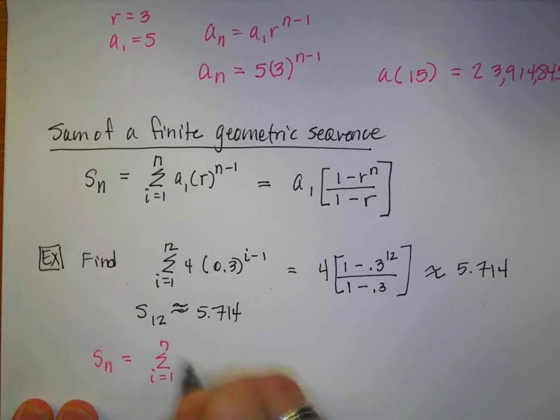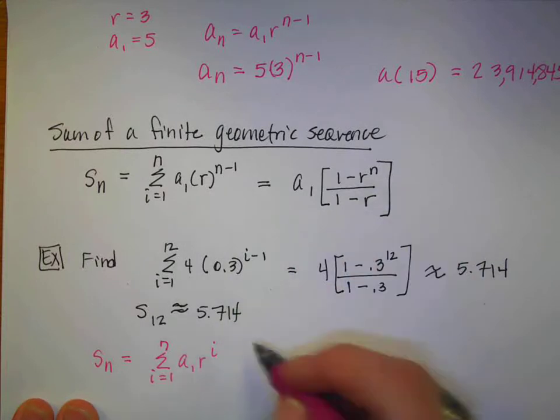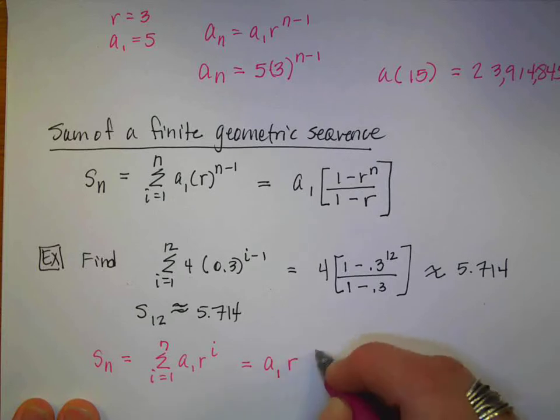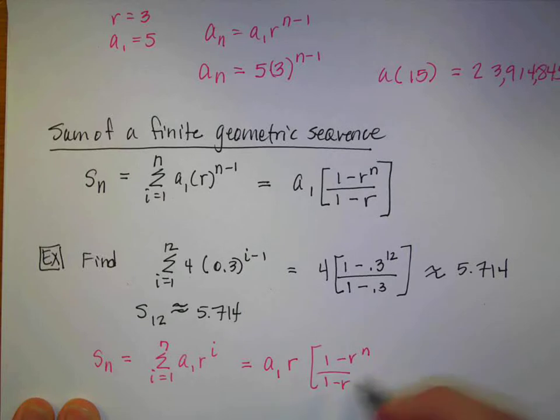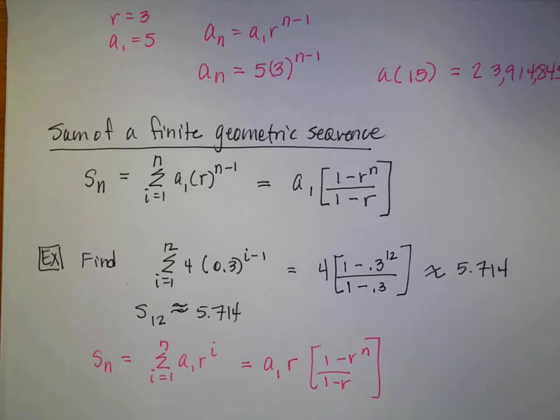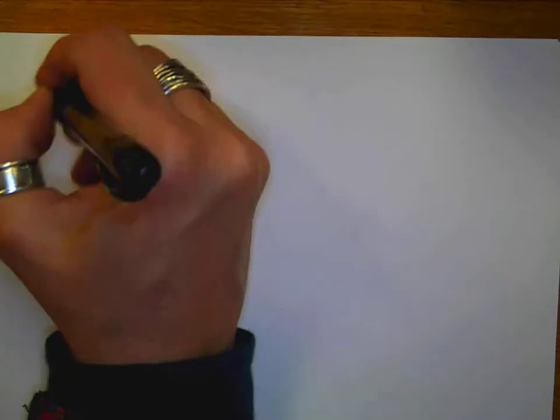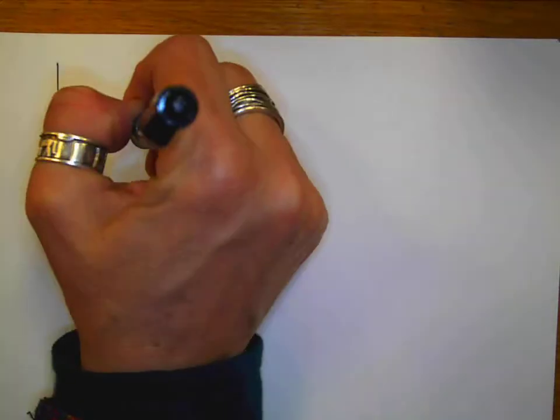There is a slight variation of this particular formula, and I'm just going to give it to you in case you ever see it. It says that S sub n is equal to the sum from i equals 1 to n of a sub 1 times r raised to the i. If I have this problem, which is more of an explicit formula instead of this one, then my summation formula would become a sub 1 times r times 1 minus r to the n over 1 minus r. So virtually the same problem, but a little bit different. So this is the sum of a finite geometric sequence.